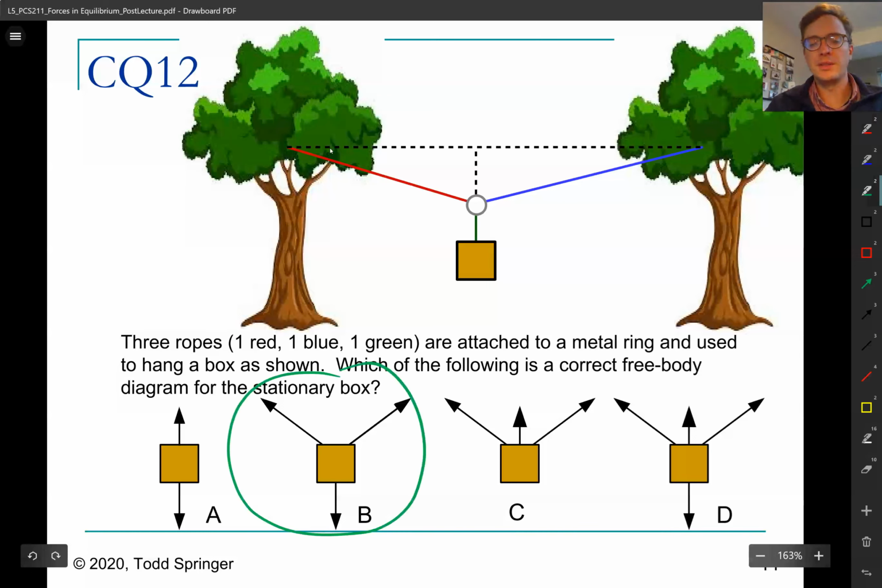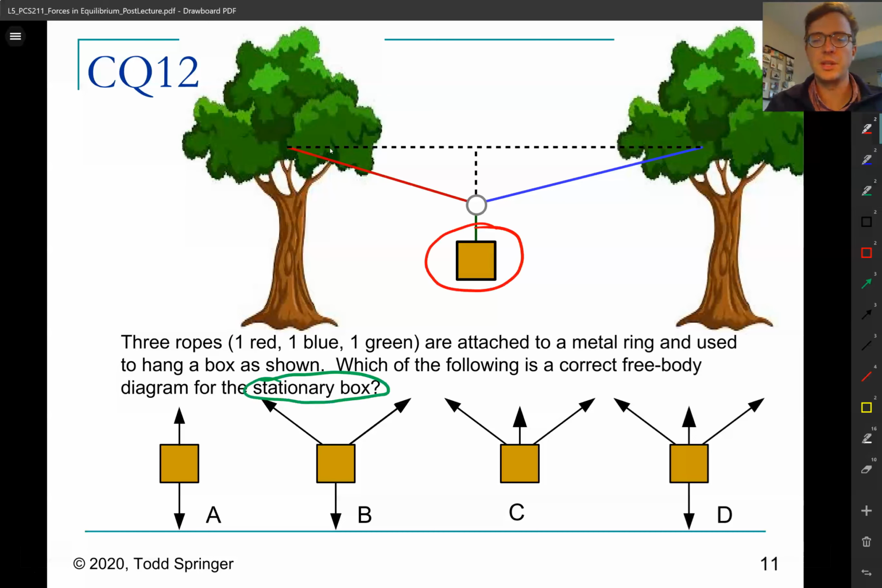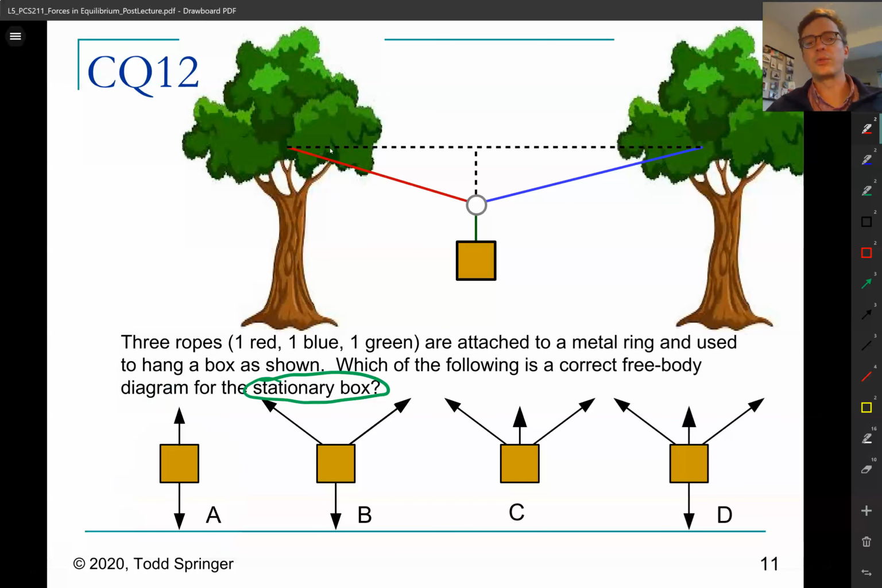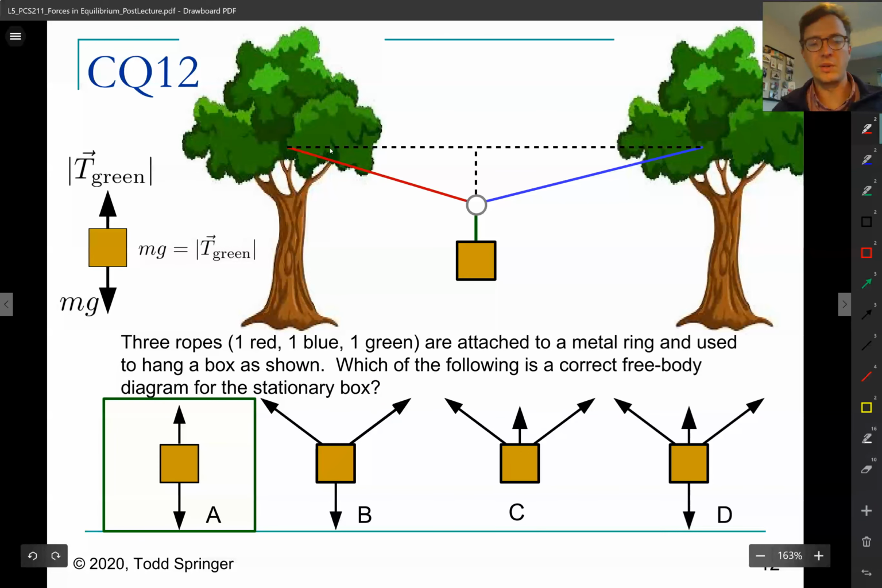But remember, how do I decide what the forces are acting on the box? This is for the box itself. So I think about what is directly touching the box. And the only thing touching the box is that green string there, which is exerting a tension force upward. And that's it. And then there's gravity downward. So the correct answer to that one is A, because the only thing touching the box is the tension force upward. And the red rope and the blue rope do not touch the box, so they do not exert a force on the box. Okay? So the answer to that one is A.